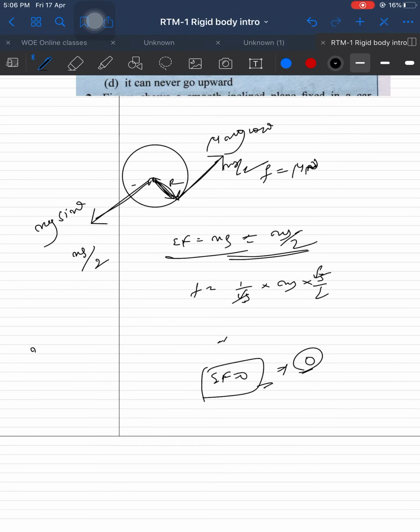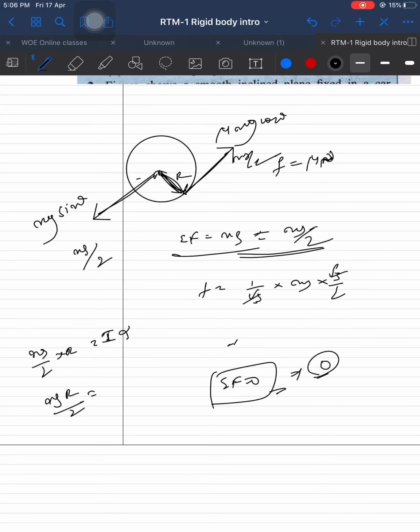Cylinder is a solid cylinder. The moment of inertia of a solid cylinder is MR squared by 2. MR squared by 2 into alpha equals R g m, so that gets cancelled. The 2 also gets cancelled. So alpha is equal to g by R.